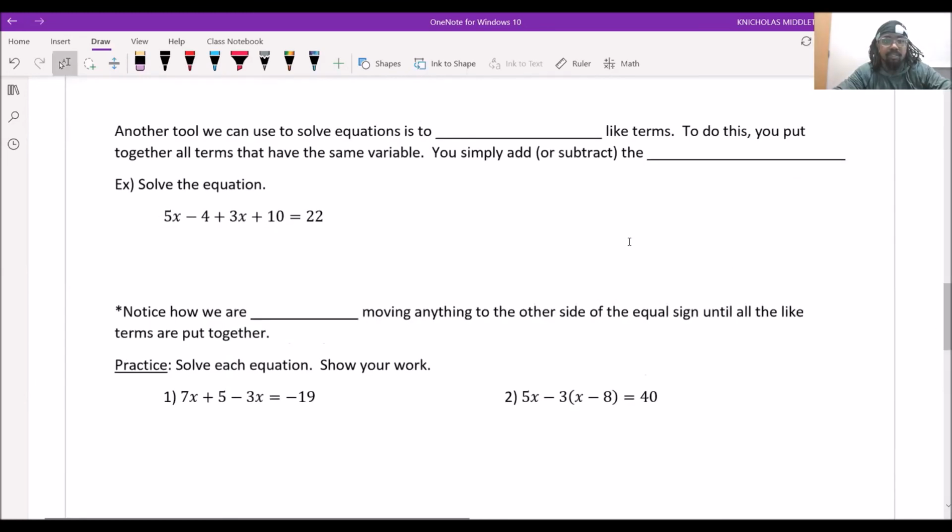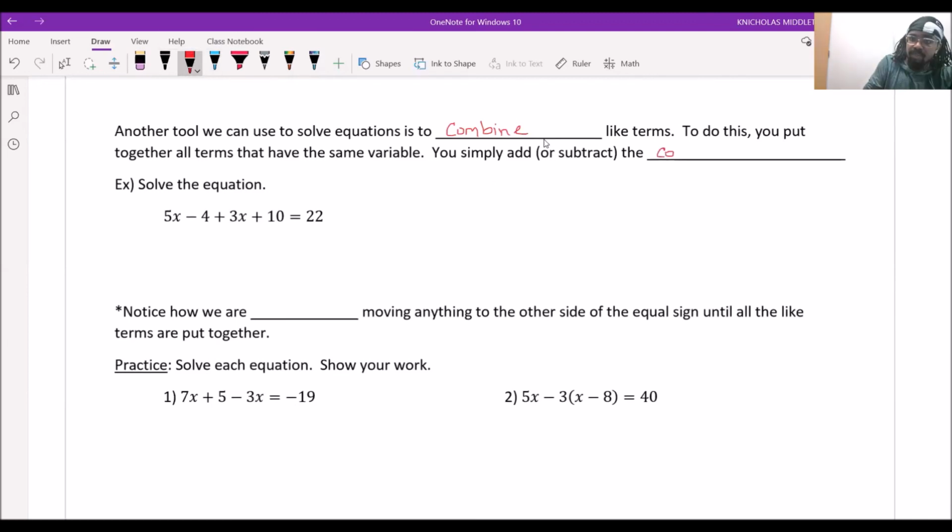So another tool we can use to solve equations is to combine like terms. We kind of already talked about that, sorry. To combine like terms, that just means that if they are the same thing, we can put them together. Instead of saying 2 plus 5 plus 3, we can say, okay, that's 10. To do this, you put together all terms that have the same variable. You simply add or subtract the coefficients.